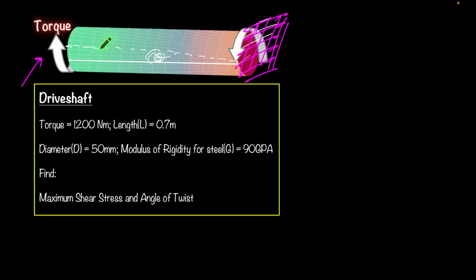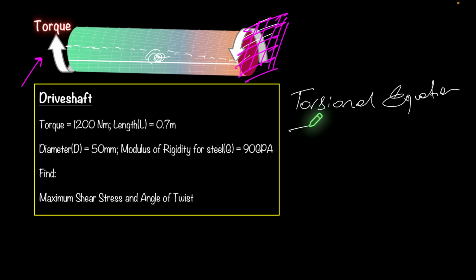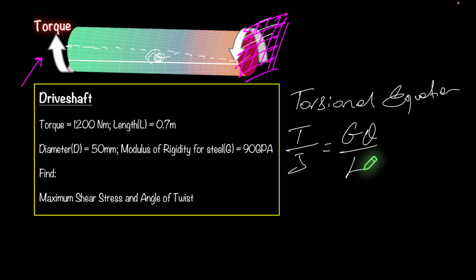The starting point that I would always advise is to set out the torsional equation. This here is our torsional equation: T for torque, J for polar second moment of area, G for modulus of rigidity, theta for angle of twist, capital L for the length of the shaft in this case, tau for shear stress, and R for radius.